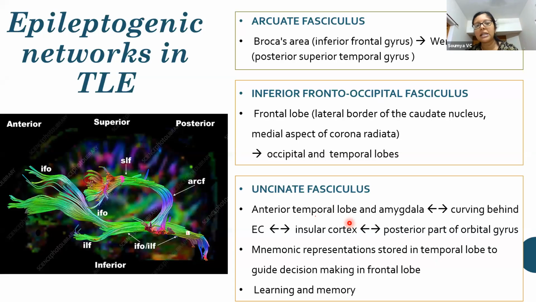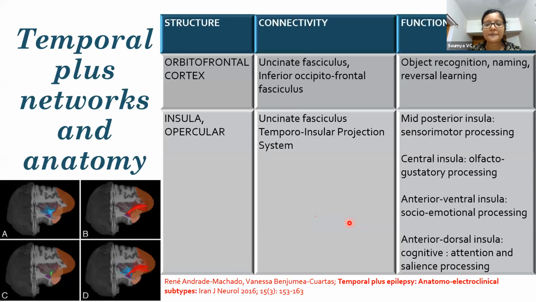So among these 5 different fasciculi which I have described, of importance in temporal lobe epilepsy are mainly the last 4, that is the inferior longitudinal fasciculus, the arcuate fasciculus, the inferior fronto-occipital fasciculus, and the uncinate fasciculus. So first we'll see how these networks are of importance in temporal plus epilepsy.